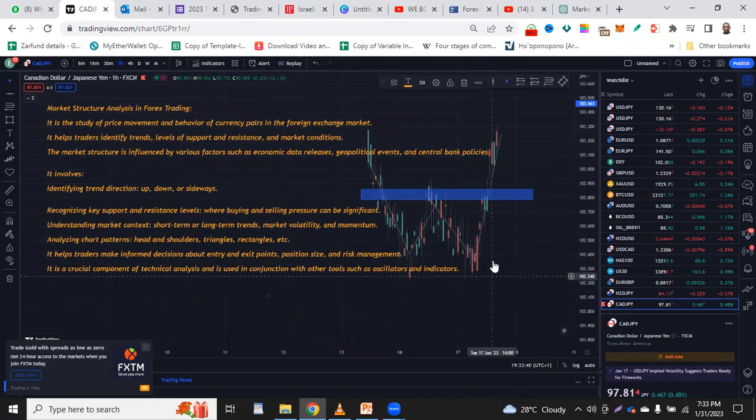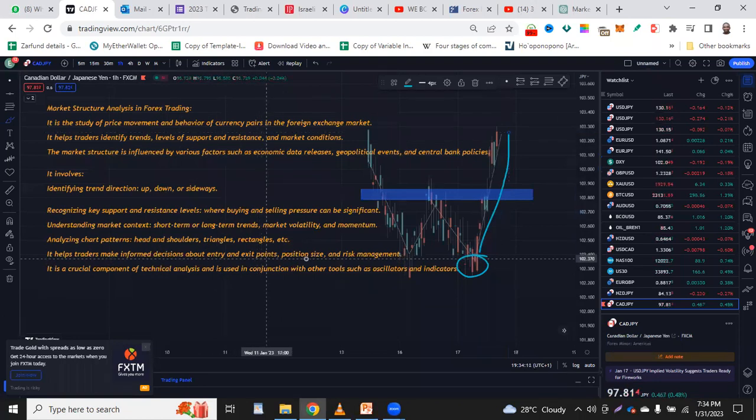Now watch this. When you're entering a buy trade from here, let's use this as an example. When you're entering a buy trade from here, look at this point right now. You're entering a buy trade from here, and your goal is to enter this trade and it goes up here, right? So look what it says here. It says it is crucial. It helps traders make informed decisions about entry and exit points, position sizing, and risk management.